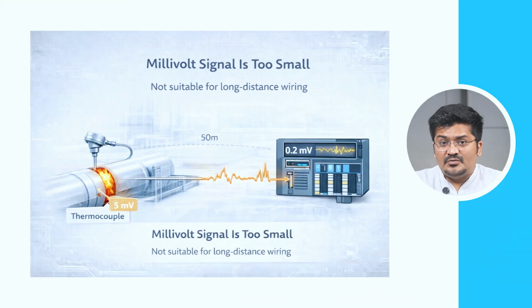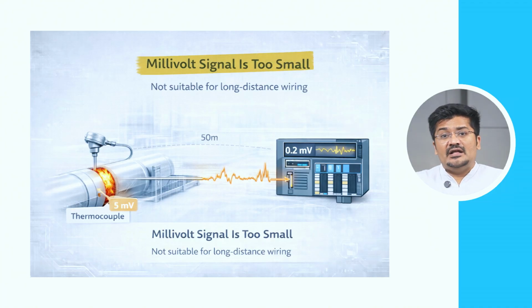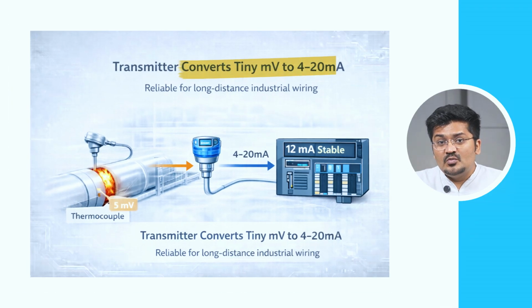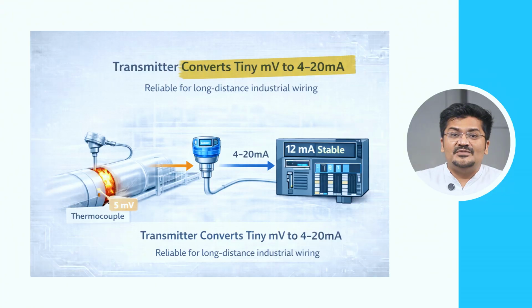Now, some sensors directly produce millivolt signals. For example, a thermocouple produces millivolt signals. But these signals are very small and cannot travel long distance. That is why we use transmitters to convert them into 4 to 20 mA signals.